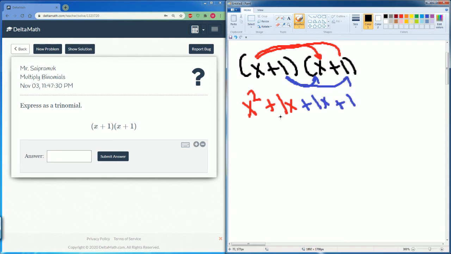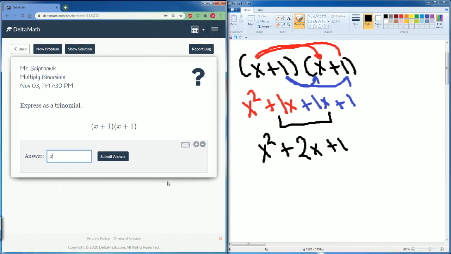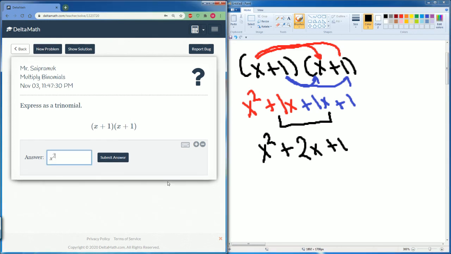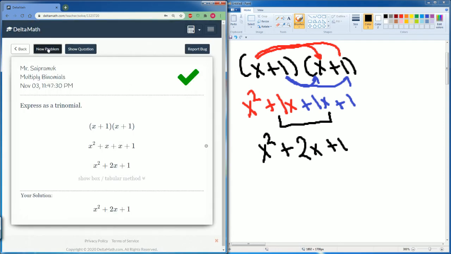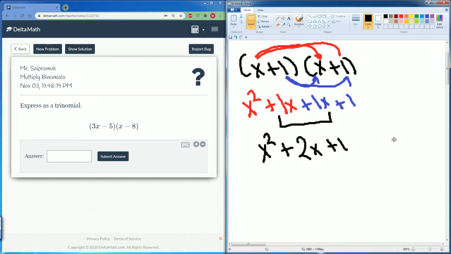Combine some like terms. 1x plus 1x gets you 2x. Bring everything else down. So x squared plus 2x. Then we bring down the plus 1 as well. So the final answer here is x squared plus 2x plus 1. Good. One more problem.